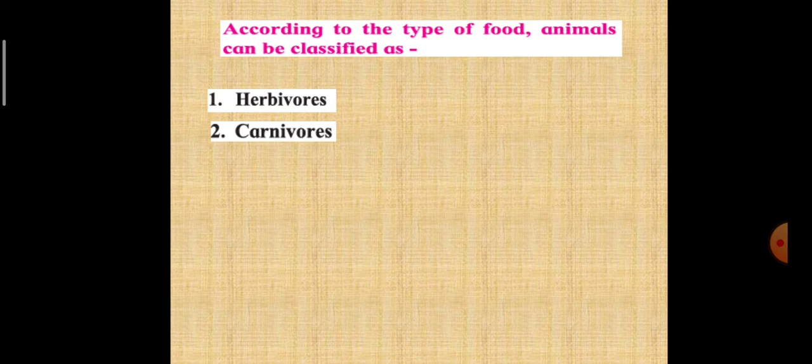Examples are animals that feed on herbivores. Those are predators. And animals that feed on insects are insectivores. Third, omnivores. Animals that obtain their food from both plants and animals are called omnivores. Examples are monkey, chimpanzee, humans, etc.